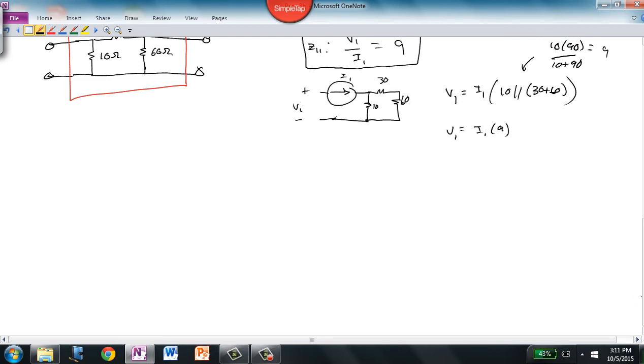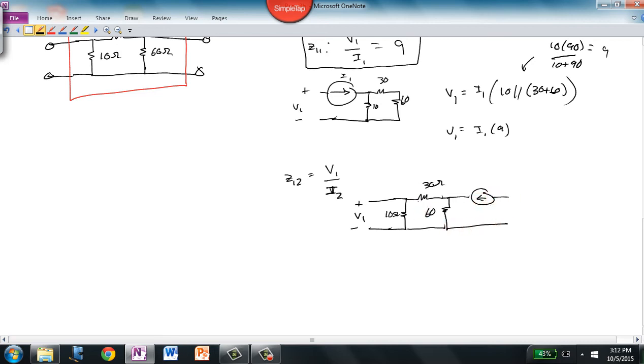So now let's move on to calculating Z12. Z12 is equal to the ratio of V1 to I2. So we got to change what port is the driving current in this one. So we've got 10 ohms, we've got 30 ohms, and again we have 60 ohms. So that's our network. We need to measure V1, which remember is the voltage across port 1. And then we need to inject I2 into port 2.